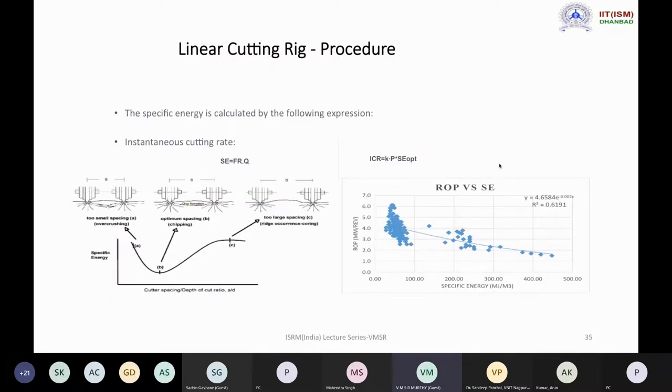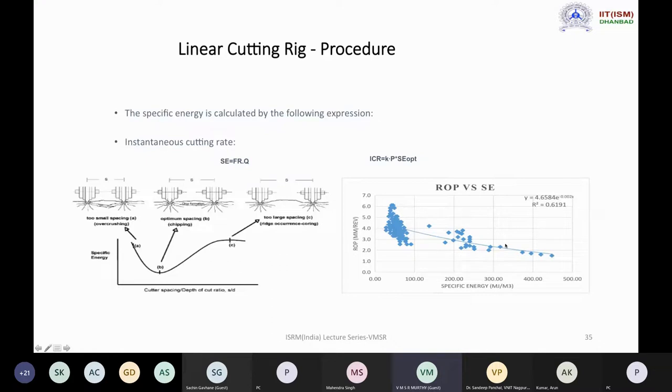In fact, when we did these experiments on different rocks and different concrete blocks, we found the relation you can see on the right side in the blue ones. You can see the specific energy on the x-axis and the rate of penetration in millimeter per revolution finds some kind of inverse relation. As the specific energy is increasing, the ROP is reducing. Understandably, it's a reasonable relation. Of course, as we have more and more data sets, we'll be able to confidently comment on this.